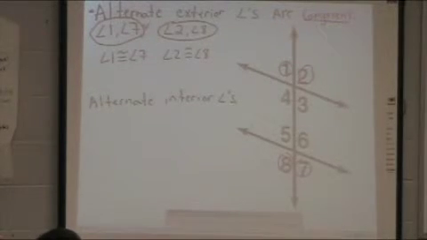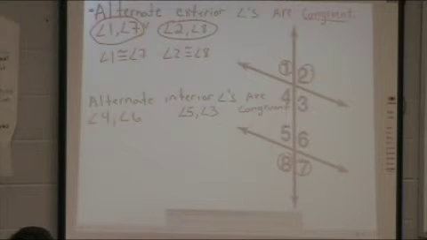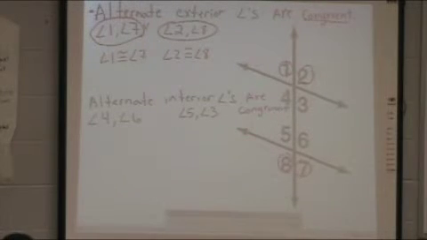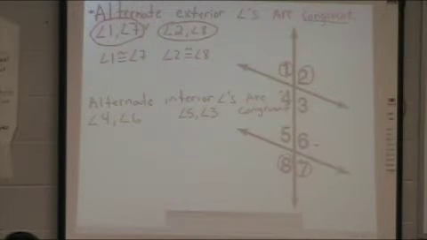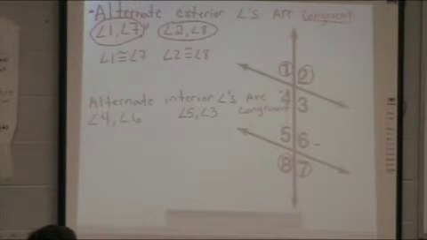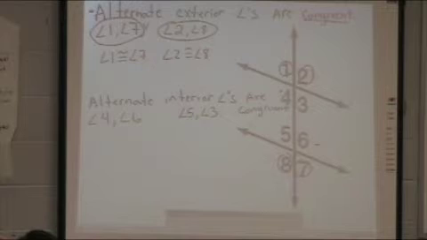So we wrote a congruency statement. Angle 1 is congruent to angle 7 because they're alternate exterior. And angle 2 is congruent to angle 8 because they're alternate exterior. Now let's talk about alternate interior angles. Now, we said that angle 4 and angle 6 were alternate interior angles. They're both interior and they're both opposite of each other in regards to the transversal.